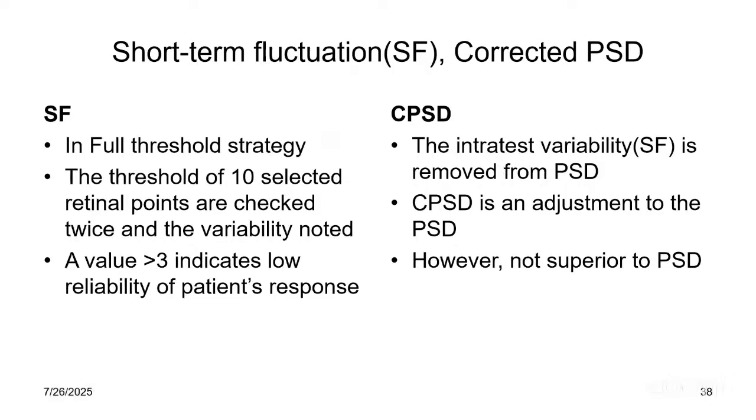The threshold of about 10 selected retinal points are checked twice, and the variability is noted in these 10 points. And if the value is greater than 3, it shows that there is a low reliability of the patient to the response of this light intensity.